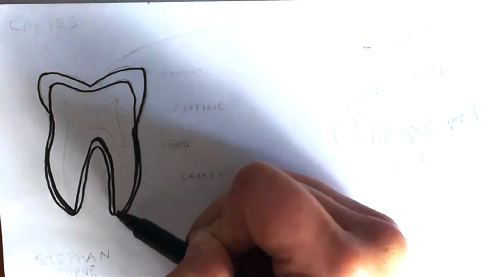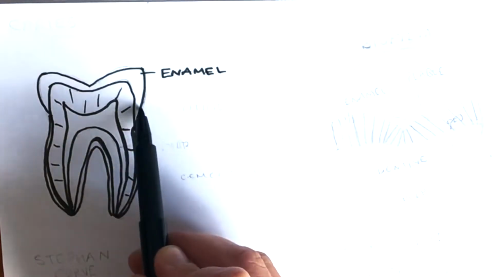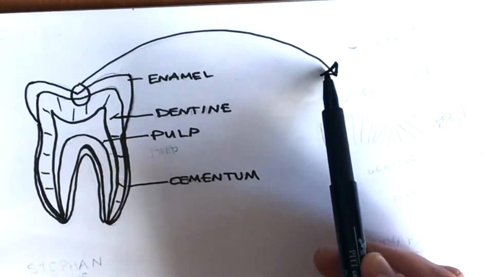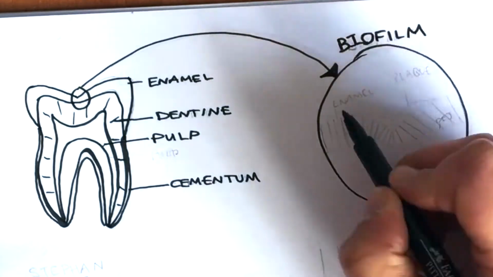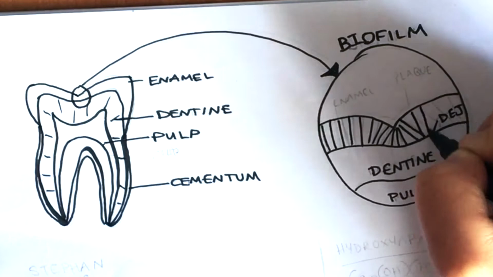The tooth is made up of enamel, dentine, cementum and pulp. Enamel is a non-shedding surface which allows plaque to develop and grow uninterrupted. Plaque is a biofilm, which is a community of microorganisms and other components embedded in an extracellular matrix that adheres to the tooth surface.